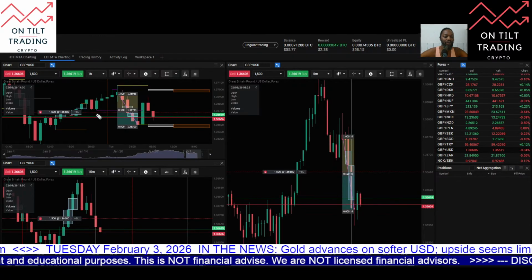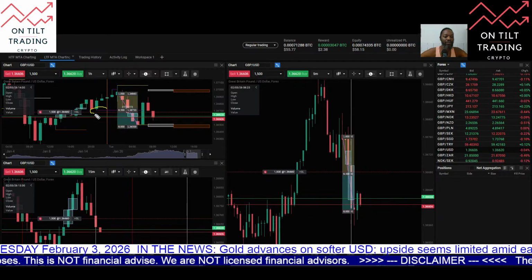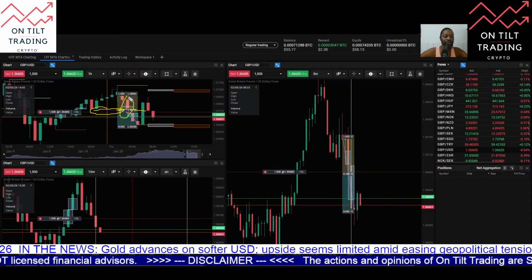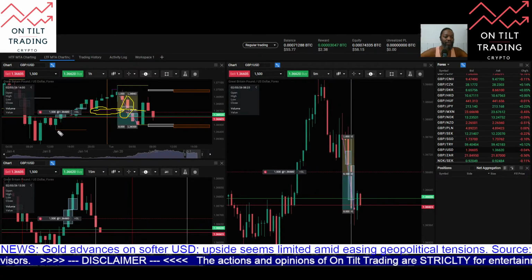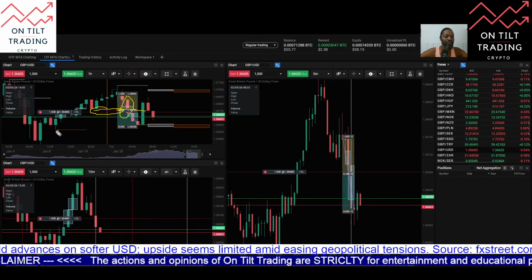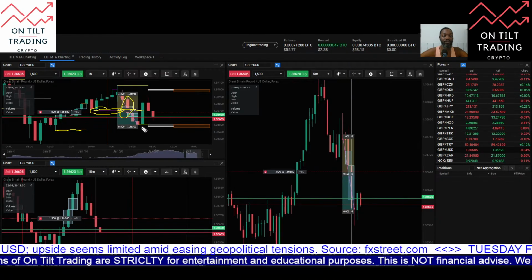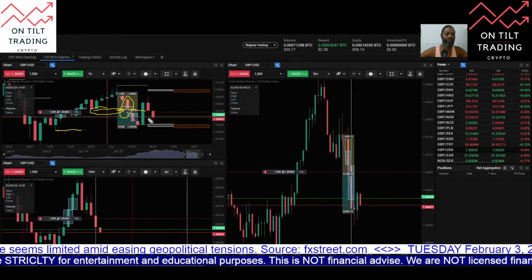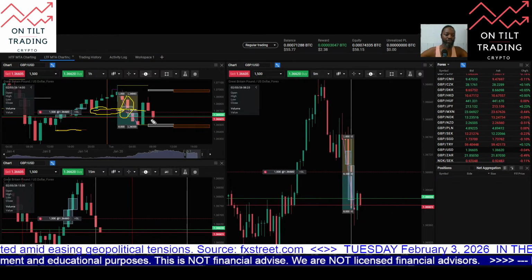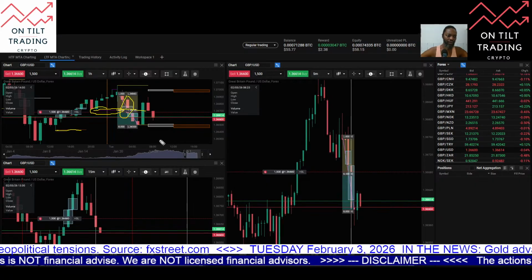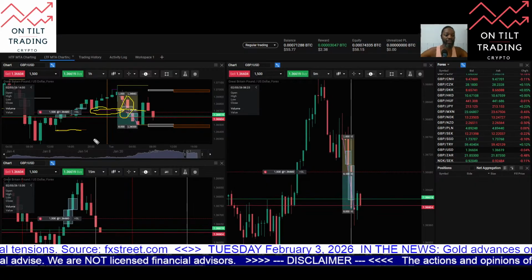two structural lows. So this area here, this is the Asian low. This candle here closes below the Asian low, and then this candle here, this is the New York PM low from yesterday. It's not been closed below, but I would anticipate this price action, if it were to pull back, to deliver below the New York PM session low from yesterday.